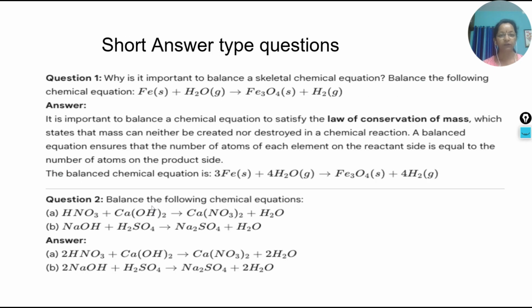Now a short answer is given. Why is it important to balance a chemical equation? We learned this previously. And there is a question given: balance the following chemical equations. Two equations are given, and the balanced chemical equation is shown here. You can try the hit and trial method, which we learned. That method is called the hit and trial method, and we are getting the answer. If you are not getting the answer, we can discuss it.